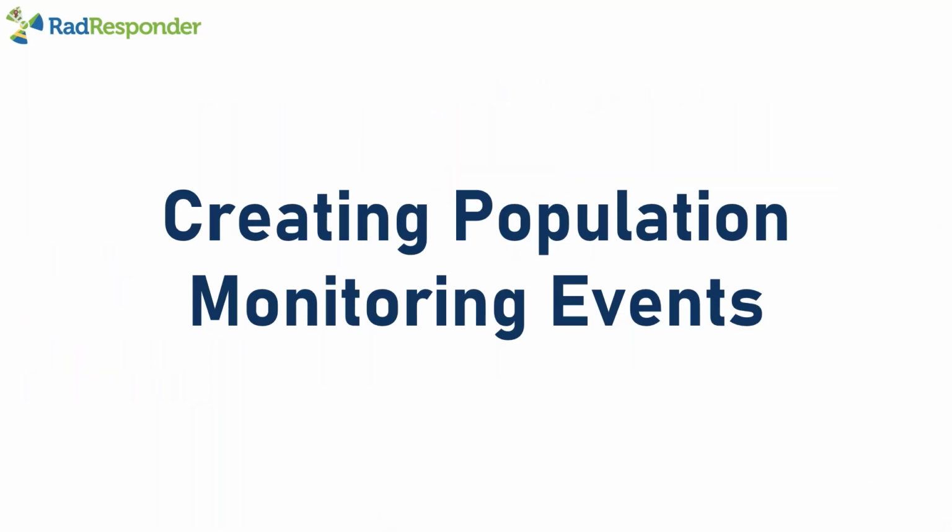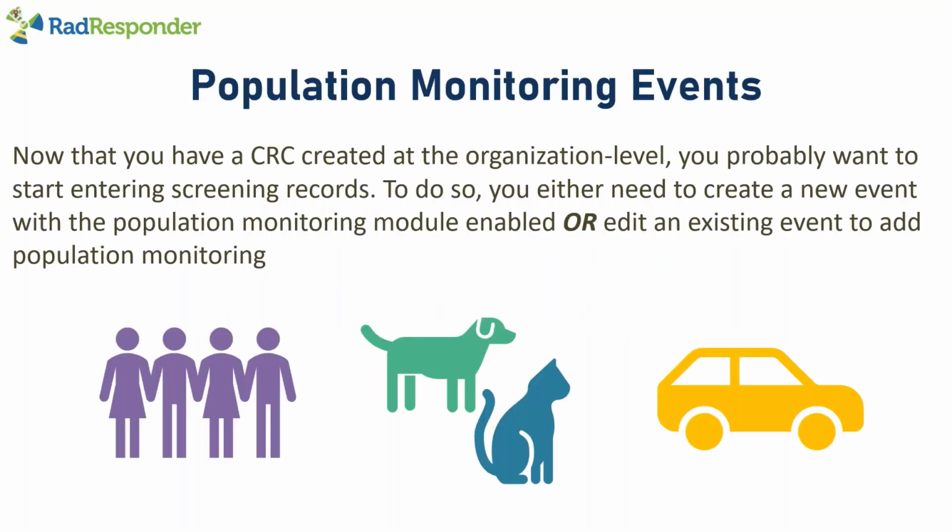So now that we have the CRC created at the organization level, we'll now talk about how you can actually create an event with the population monitoring module enabled, and how you can bring that CRC down to the event if it wasn't added by default. There are a few ways that you can do this. You can either create a new event with the population monitoring module enabled, or you can edit an existing event to add population monitoring.